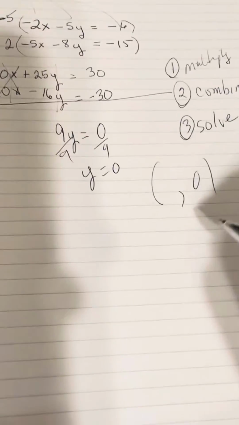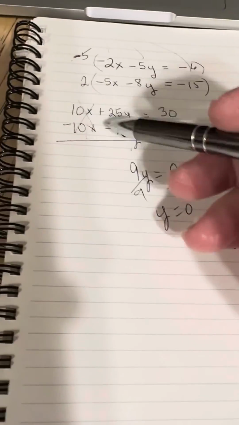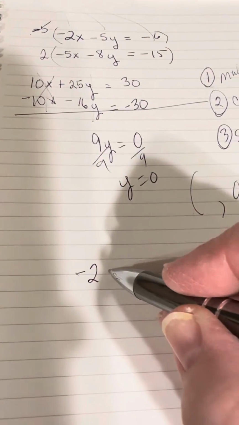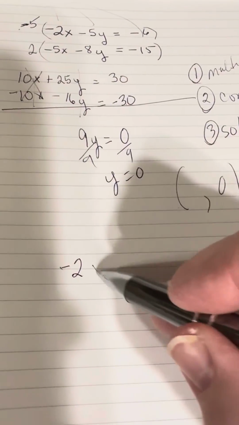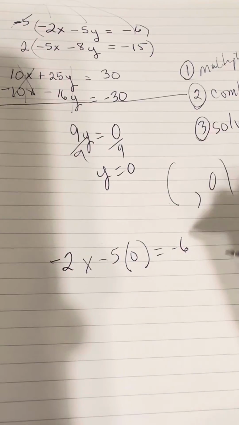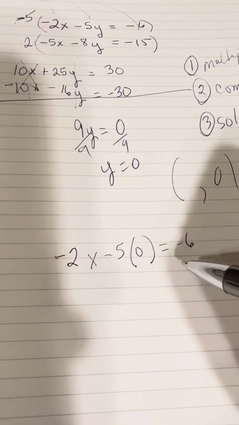So now plug 0 back into one of these equations. Doesn't matter which. Let's just put it in the first one for y. And so when we do it in that first one, that's what it looks like for y.